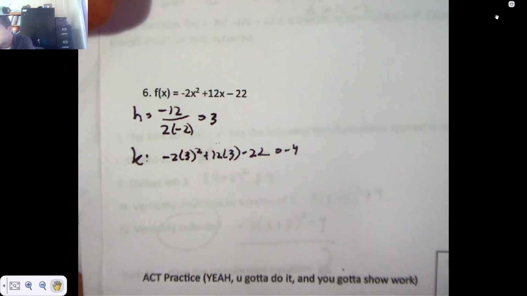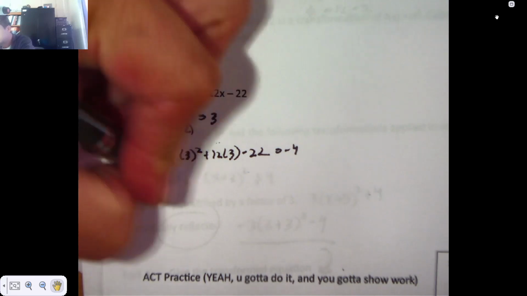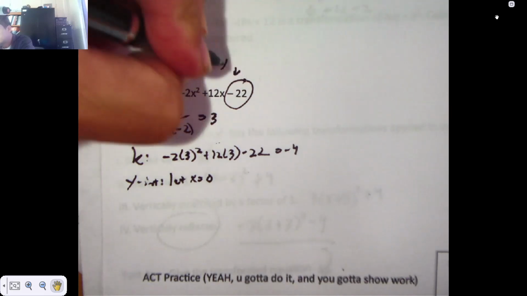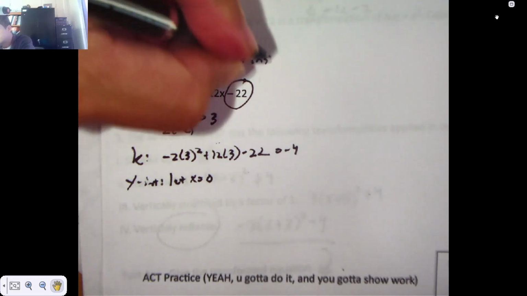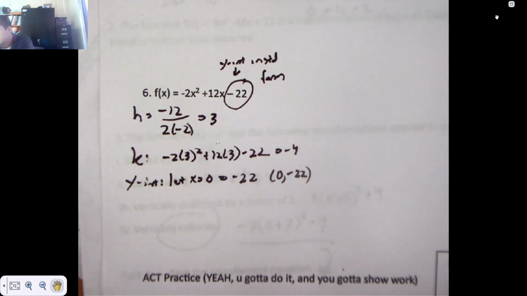And how do I find x and y intercepts? The y intercept's easy. I'm going to do it first. Y intercept, we let x be 0. That is always the y intercept in standard form. Anyways, we let x be 0. The y-intercept is negative 22. Technically, it's 0, negative 22. Boy, that's going to be a hard one to graph, isn't it? You're going to have to break the scale.